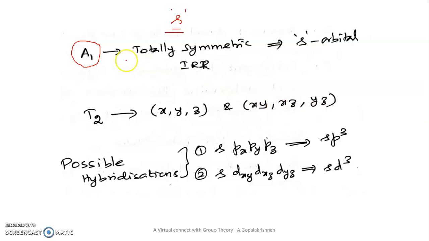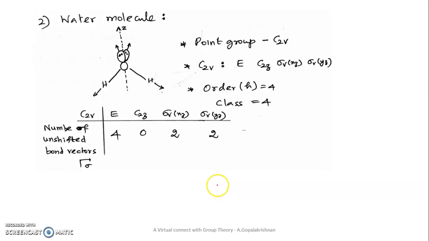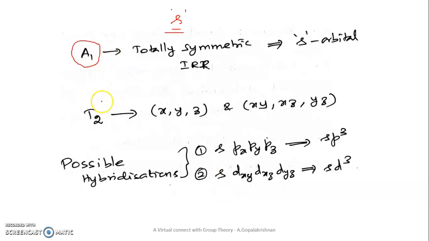So what you have to do? Listen, since our representation has one A1 and one T2, we should choose one orbital from A1 and one set from T2, because T means triply degenerate. So you have to choose either this triply degenerate set or this triply degenerate set, any one. I'll give you the possible hybridizations first. What are the possible hybridizations? One s and 3 p orbitals, s, px, py, pz. This gives you sp3 hybridization. So the hybridization is sp3.